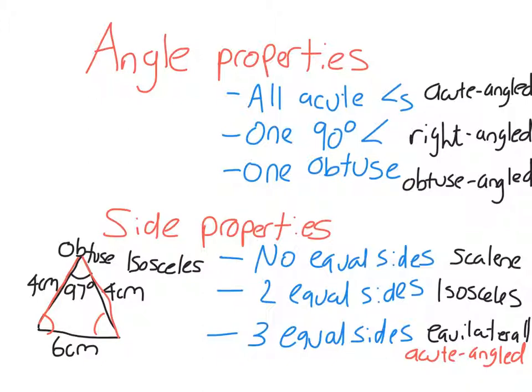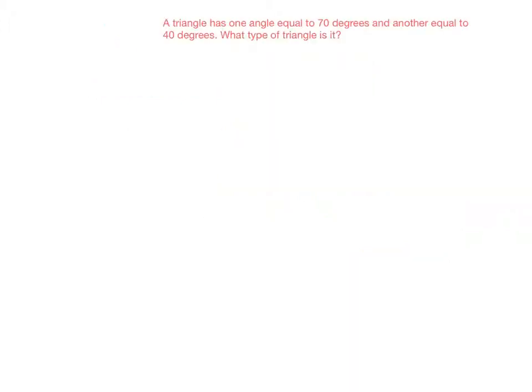So let's just try one more question. Please pause and copy this down if you need. Let's have a go at this question here. I have a triangle, one angle is 70 degrees, one angle is 40, and I want to know what type of triangle it would be. Let's first figure out the third angle in the triangle. The size of the third angle would just be 180 minus 70 minus 40.